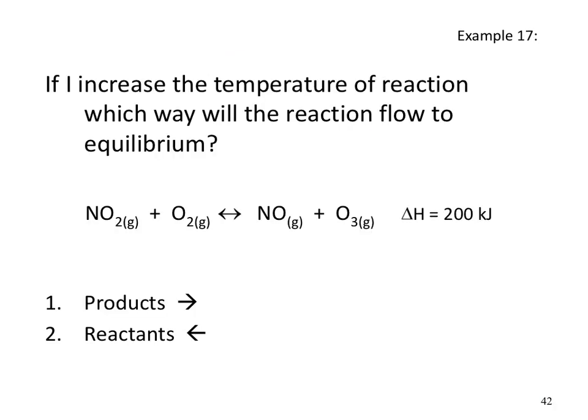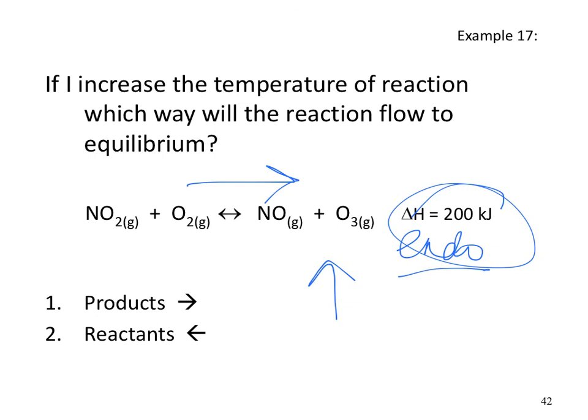If I increase the temperature of a reaction, which way will the reaction flow to the equilibrium? So this is the opposite of what you saw in the previous case. It's now an endothermic reaction, and we are saying that we are going to increase the temperature. So if you increase the temperature for an endothermic reaction, it's going to be in the forward direction because heat is going to be your reactant. So more of the products are going to get generated.